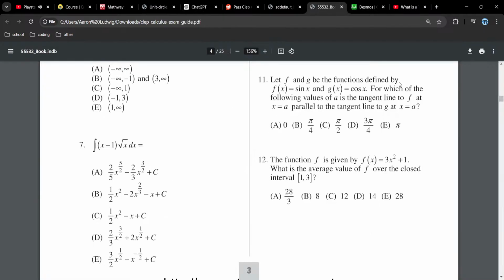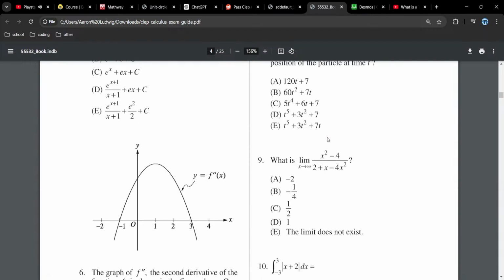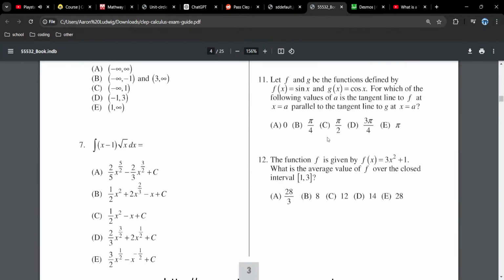So 11 I feel pretty good about. Okay. Continue. So I got a ton wrong. It's basically a practice test. I got a 31. I'm definitely not prepared yet. Just gotta keep going. So 12 I also got wrong.